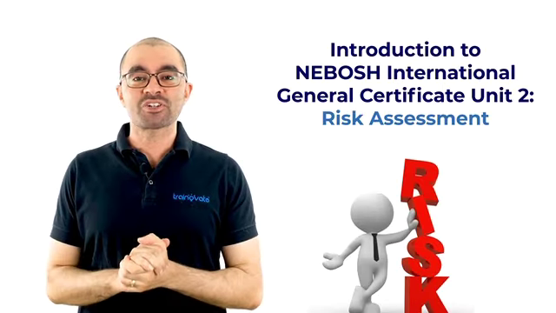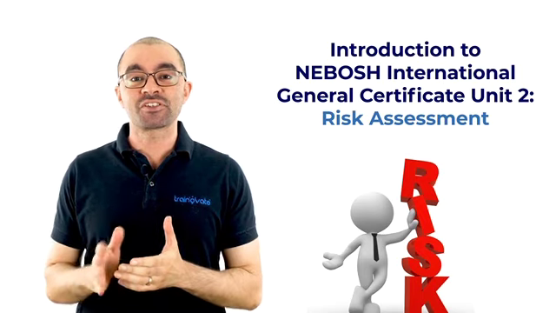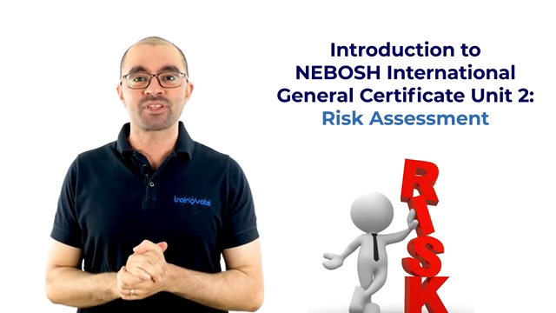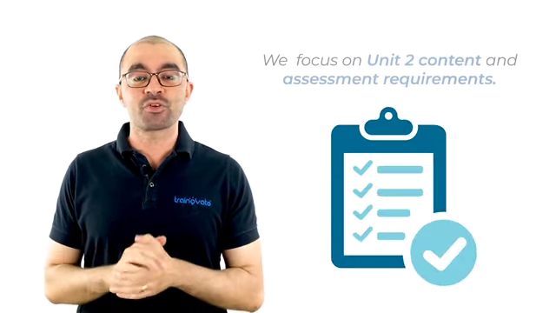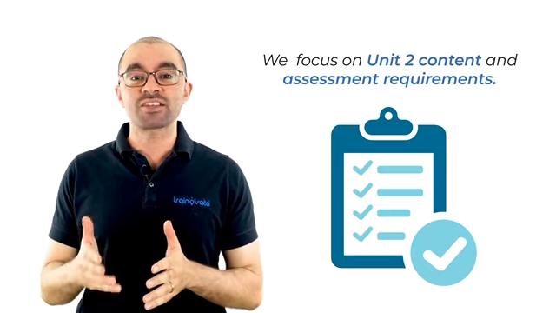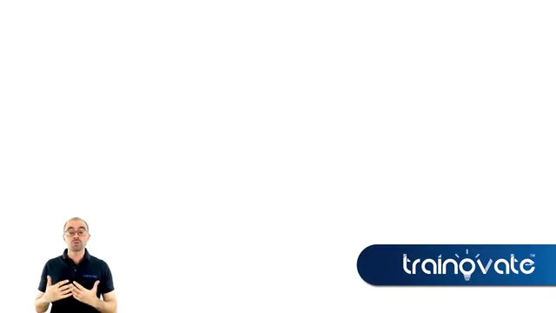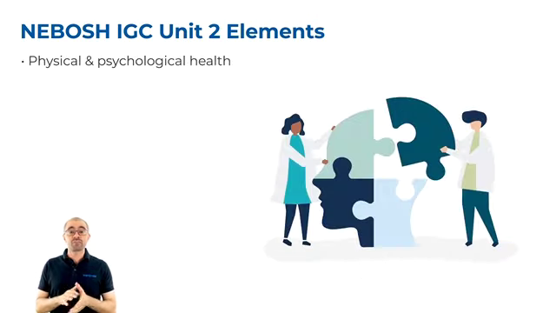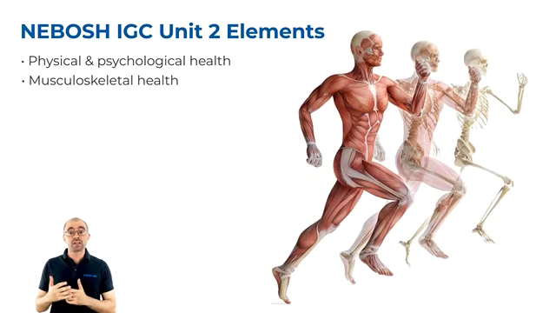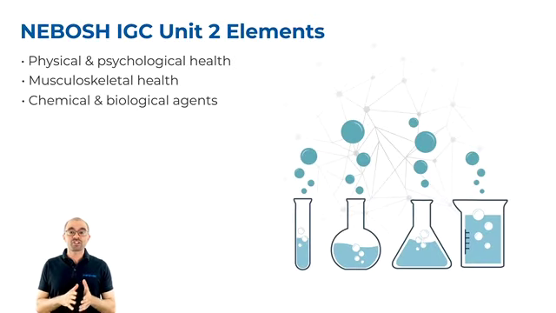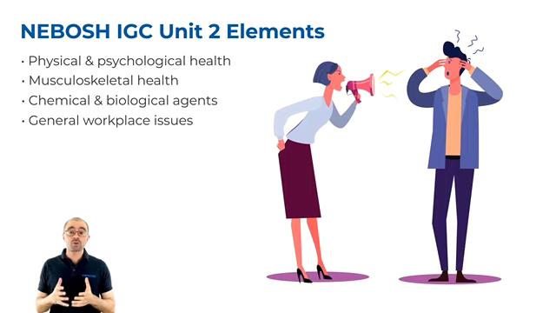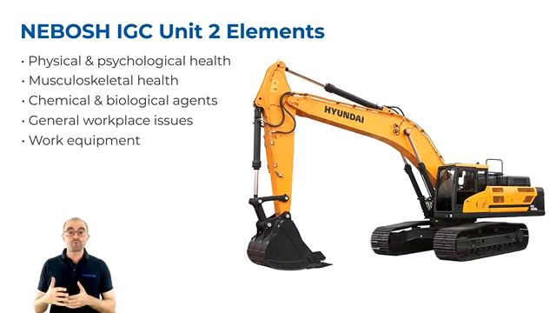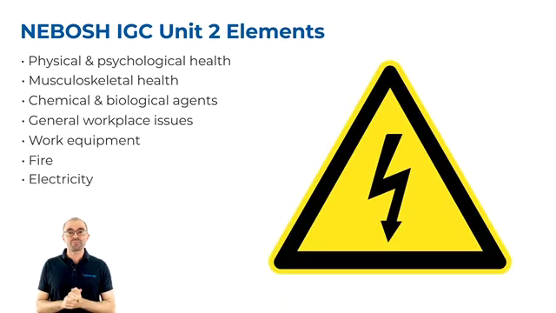Welcome to this Introduction to NEBOSH International General Certificate Unit 2, Risk Assessment. In this introduction, we focus on Unit 2 content and assessment requirements. Unit 2 of NEBOSH International General Certificate has the following elements: physical and psychological health, musculoskeletal health, chemical and biological agents, general workplace issues, work equipment, fire and electricity.